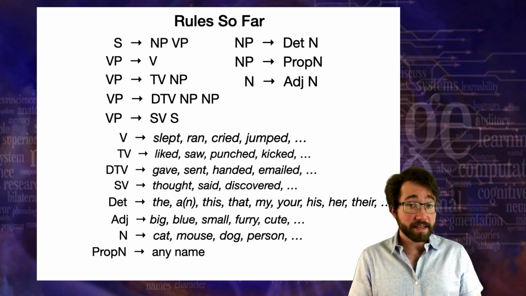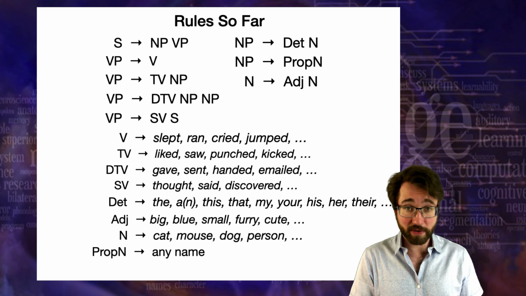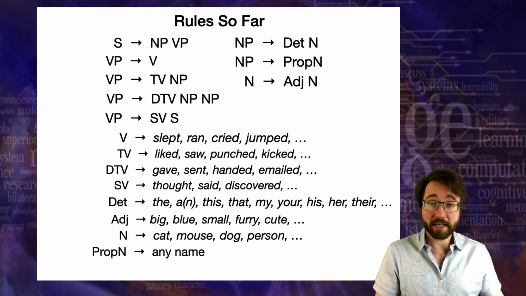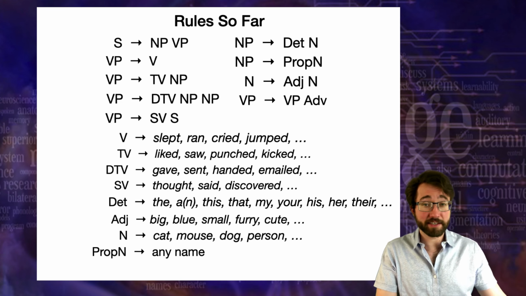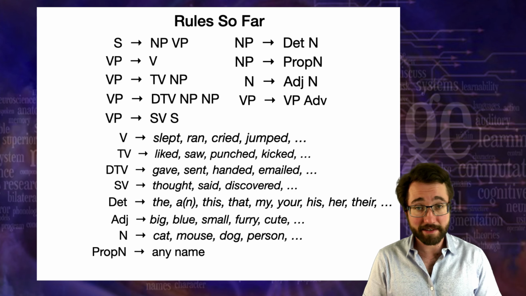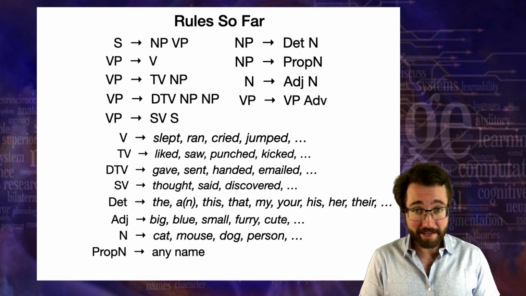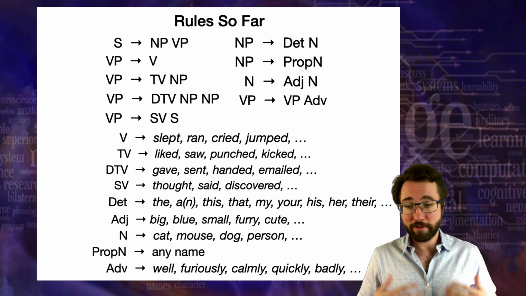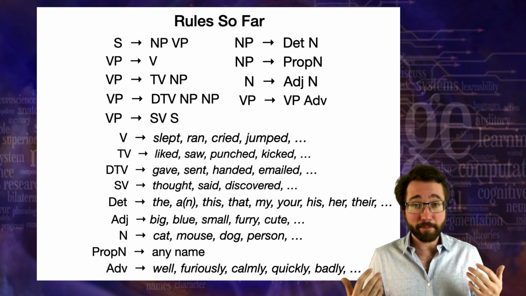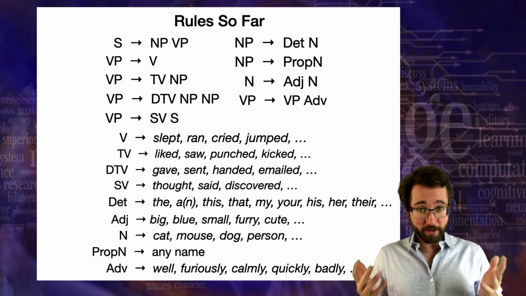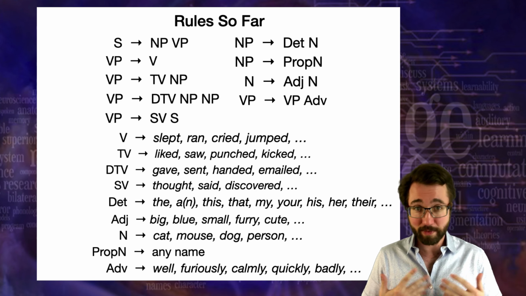We actually don't yet have enough rules to generate all the grammatical sentences in English. For example, we're going to need something like this. We need to account for adverbs. So we're going to need a recursive rule that looks like this. A verb phrase can consist of a verb phrase followed by an adverb, where adverbs are things like well, furiously, calmly, quickly, badly. So that would let you generate sentences like Sally slept furiously, which is a bit implausible, but it's grammatical.